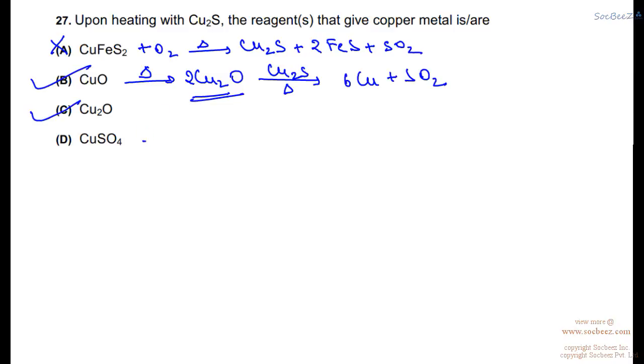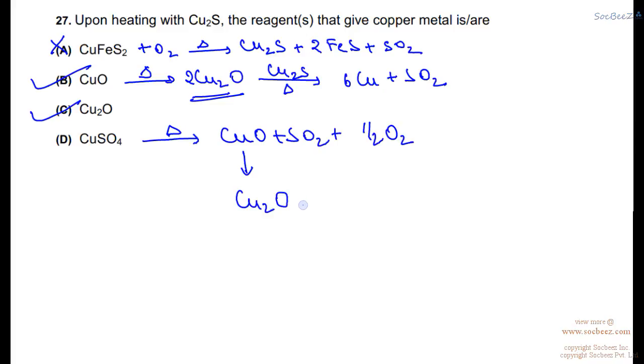Now, option D: when CuSO4 is heated, it gives CuO plus SO2 plus half O2. Further, CuO can be heated to give Cu2O, just like option B, and further it will be heated with Cu2S to give 6Cu. So option D is also the correct option. Therefore, the correct options are B, C, and D.